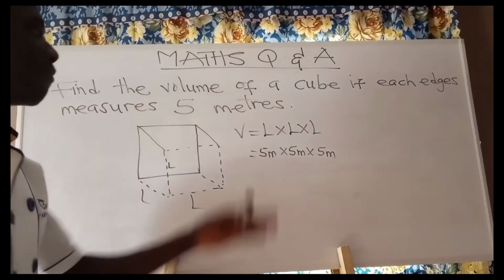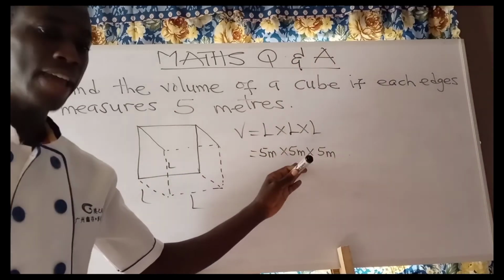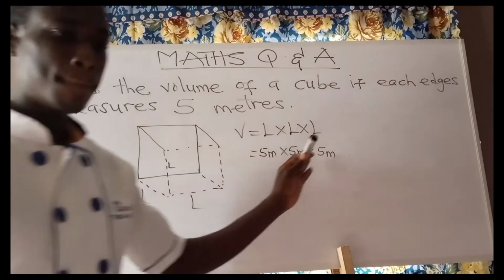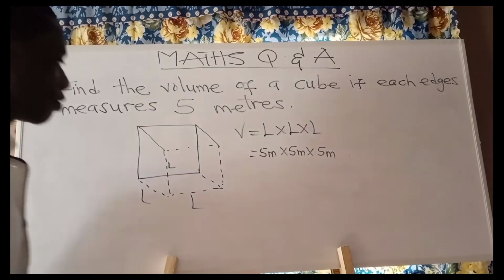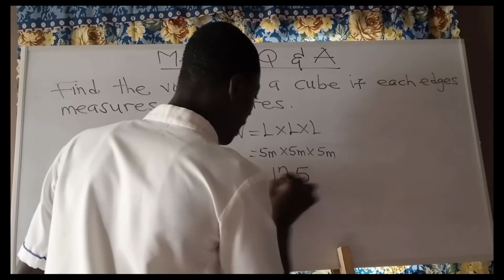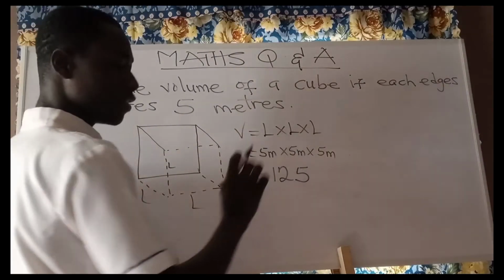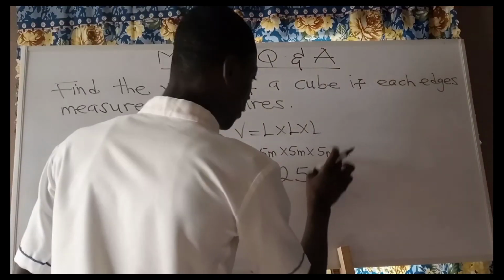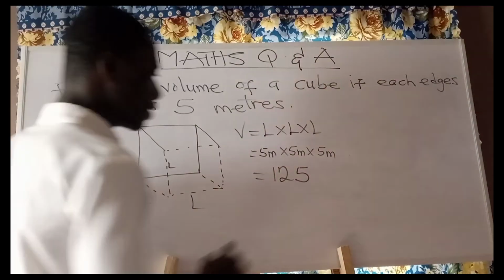So 5 multiplied by 5 gives you what? 25, right? Multiplied by 5 gives you what? 125. So we have 125 meters times meters gives you meters square. Multiply another meters gives you what? Meters cube.